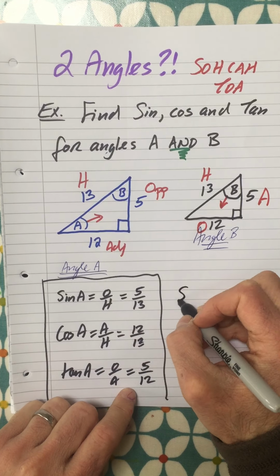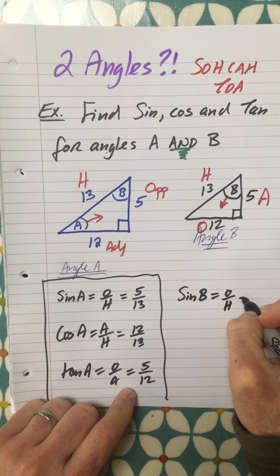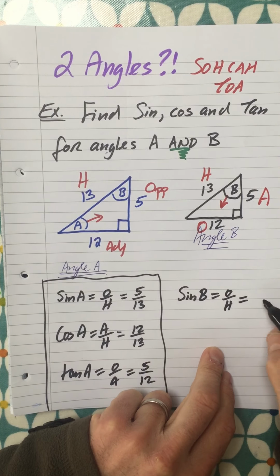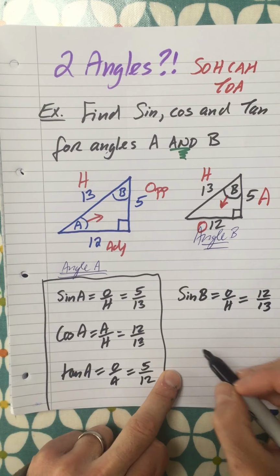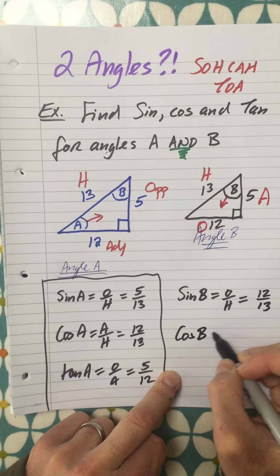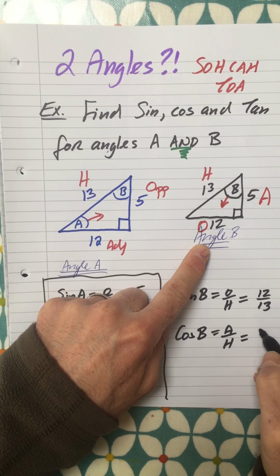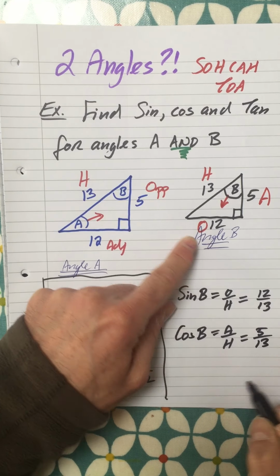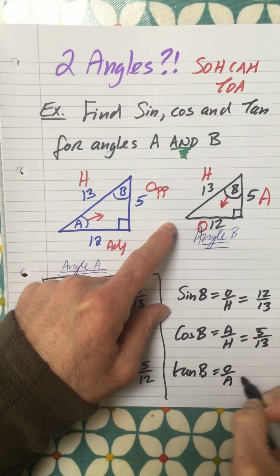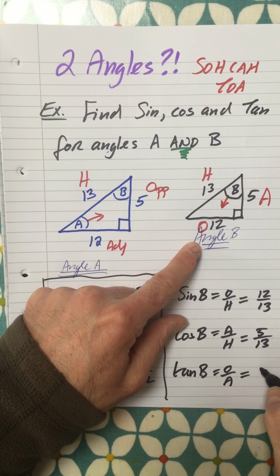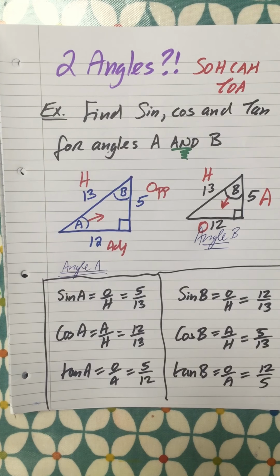Now, what happens now is we get the sine of B is O over H, which in this particular one is 12 over 13. The cosine of angle B is A over H, which in this diagram is 5 over 13. And the tan of angle B is O over A, which in this diagram is 12 over 5. And there we have it.